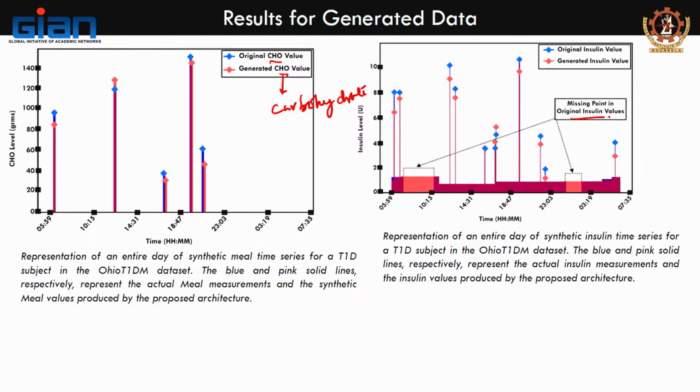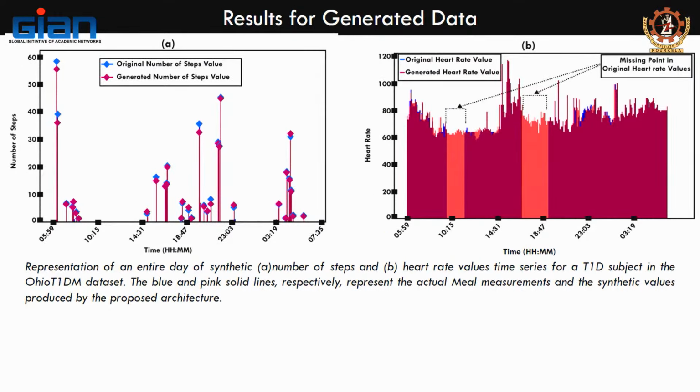You can also replace insulin values. Let us say you are taking insulin and you want the patient to manually enter the insulin values, that also you can do. Not only that, you can also replace physical activity data, heart rate, steps. If you are missing any of these values, you can nicely replace them with the synthetic data, and they map quite nicely.